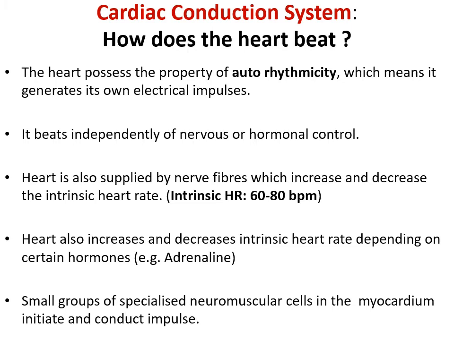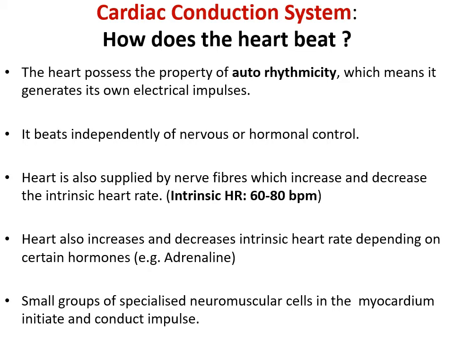Next we'll discuss the cardiac conduction system. All of you might have wondered, how does your heart beat? This is what we will discuss in the coming slides. The heart possesses the property of autorhythmicity, which means it generates its own electrical impulses. The heart is independent of any nervous or hormonal control, and produces its own electrical impulse to cause a heartbeat.